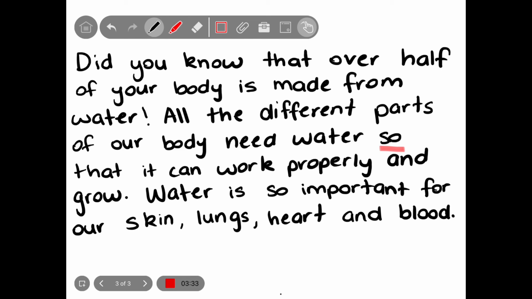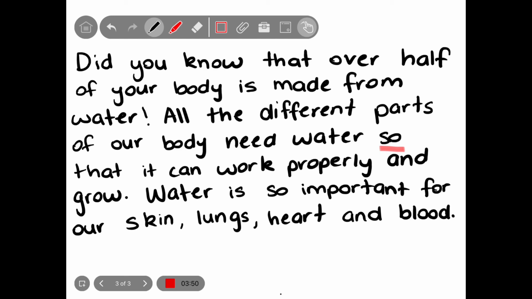Okay, let's go back and reread our paragraph so that I know it makes sense for my reader. Did you know that over half of your body is made from water? All the different parts of our body need water so that it can work properly and grow. Water is so important for our skin, lungs, heart, and blood.